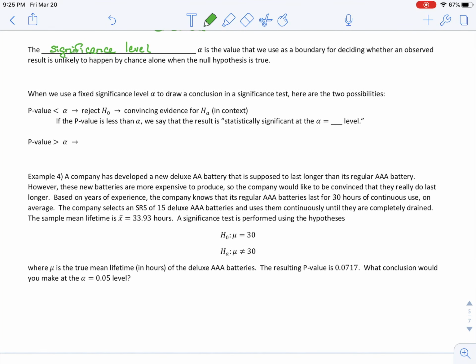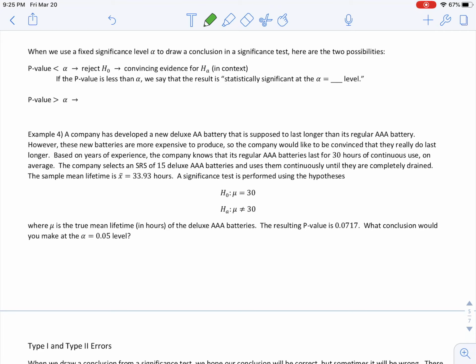Okay, so when we use a fixed significance level alpha to draw a conclusion, there are two possibilities. The p-value is less than alpha, so we reject the null hypothesis, and we say, yeah, there's convincing evidence for the alternative, and we put it in the context of the problem. If the p-value is less than alpha, we can also say that the results are statistically significant at the alpha equaling whatever number level. However, you can also have the p-value greater than alpha. This was like the calcium problem earlier. That's when you fail to reject the null. I decided to write out the longer one, but here we are. And you say there's not convincing evidence for the alternative.